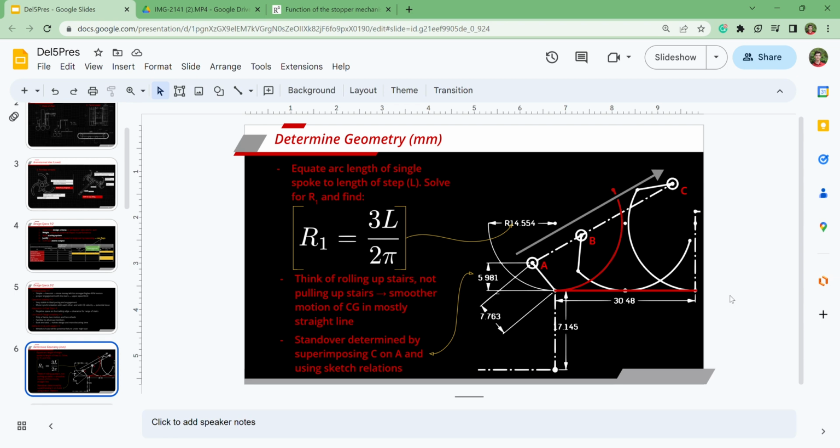Overall, with this design, if we're talking about how it moves, you're thinking of rolling up the stairs instead of pulling up the stairs. You're assuming a non-slip rolling condition between these two red surfaces, the flat red surface being that of the stair, and the top red surface, the curved one, being that of your wheel. This means that as you go from state A to B to C, which you can lay out in a SolidWorks sketch real quick, you kind of see how that center of gravity, or at least center of rotation, is moving in a relatively straight line.